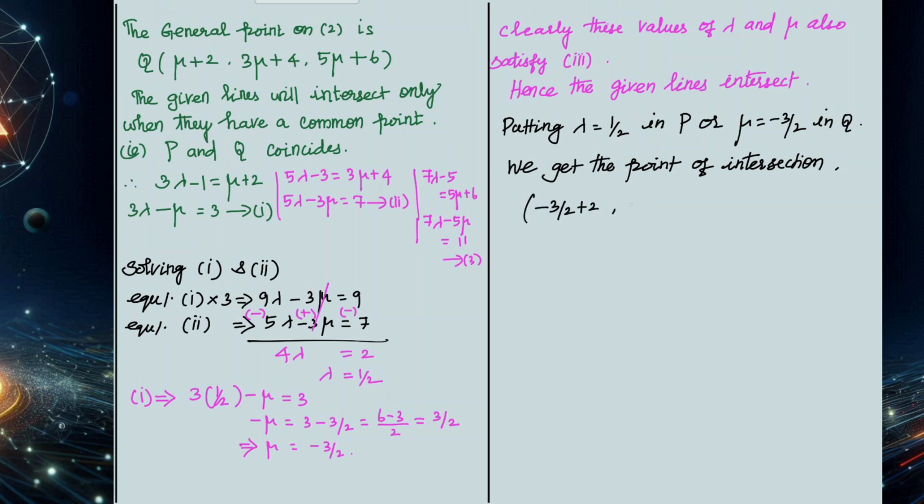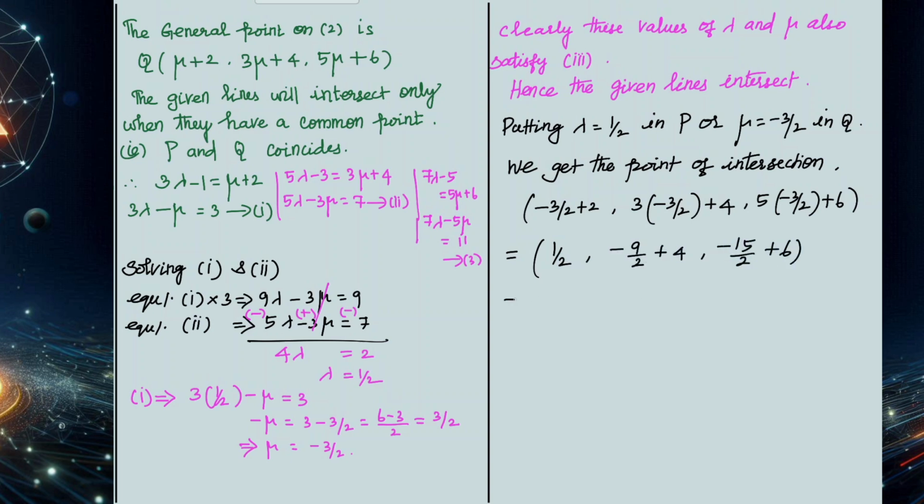So let us substitute this value. Minus 3 by 2 plus 2, comma 3 into minus 3 by 2 plus 4, comma 5 into minus 3 by 2 plus 6. 2 2s are 4, 4 minus 3 is 1, 1 divided by 2, and then minus 9 by 2 plus 4, minus 15 by 2 plus 6. So 1 by 2, minus 1 by 2, 3 by 2. So this is the required point of intersection.